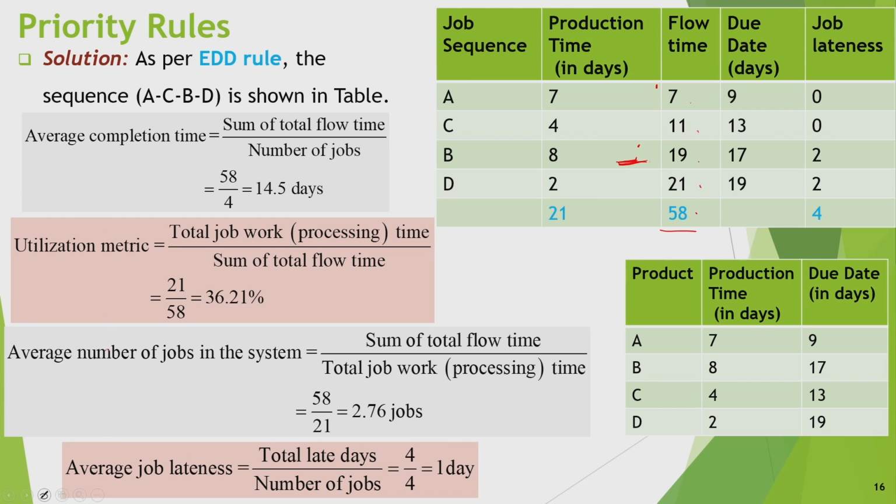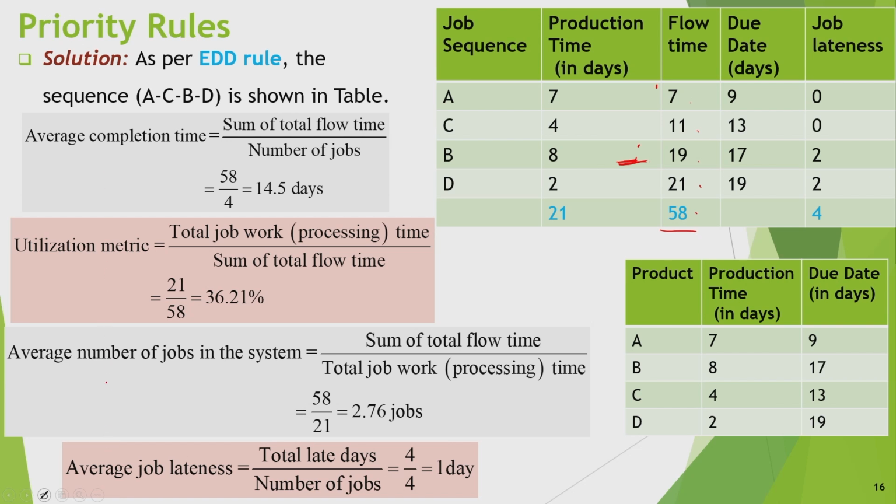So now average completion time is 58, number of jobs is 4, so 58 by 4, that means 14.5 days. The utilization metric, total job work time divided by sum of total flow time, that means 21 by 58, is equal to 36.21%. Average number of jobs in the system is equal to sum of total flow time divided by total job work time. That means 58 by 21, which is equal to 2.76 jobs. Average job lateness is total late days divided by number of jobs. So, 4 by 4 is equal to 1 day.